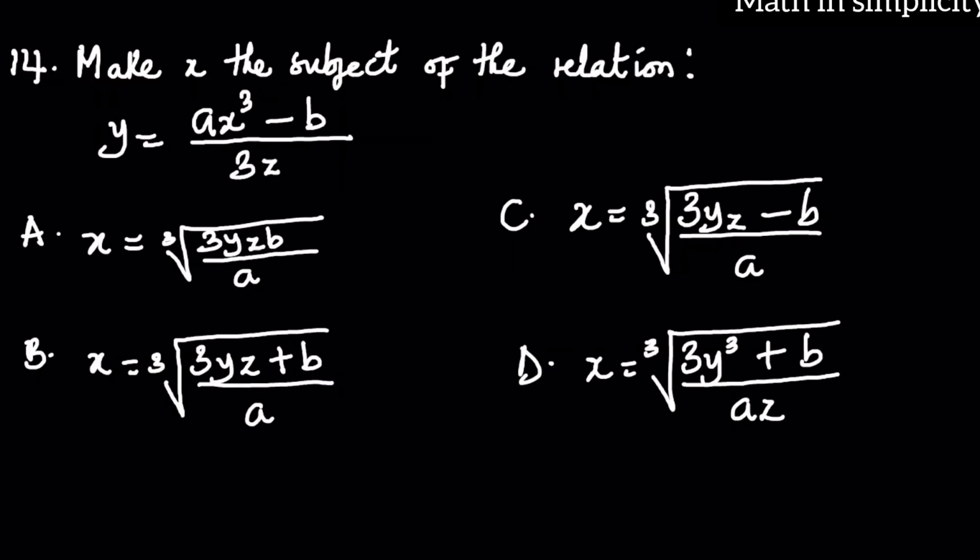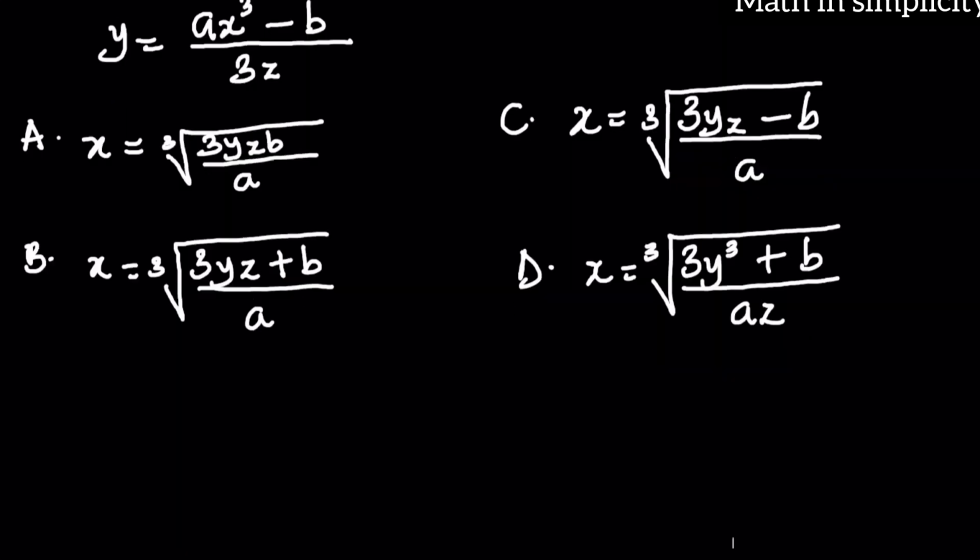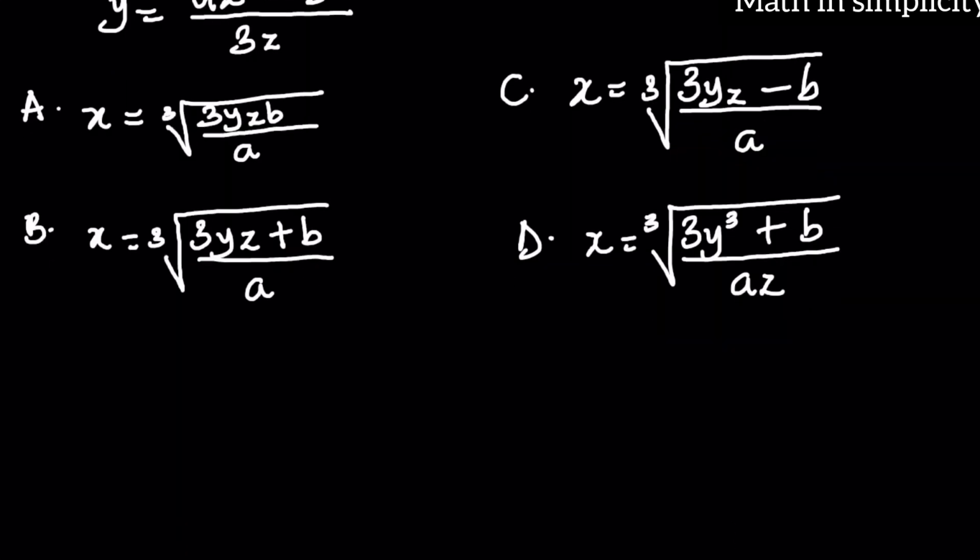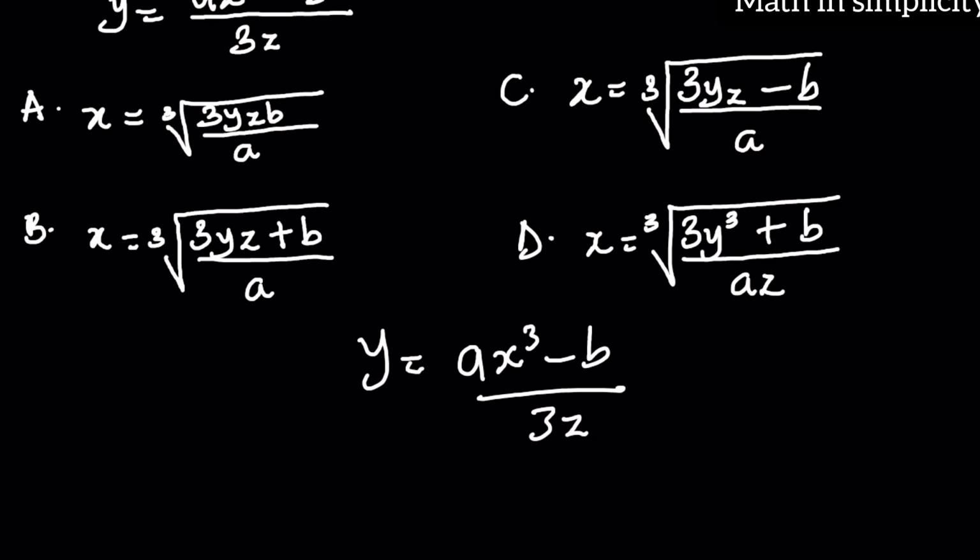Alright, for question number 14, we are asked to make S the subject of the relation, and the relation is y equal to as cubed minus b divided by 3z. So we just want to make S the subject of the formula. So we can start solving that somewhere here. We have the relation is y equal to as cubed minus b divided by 3z.